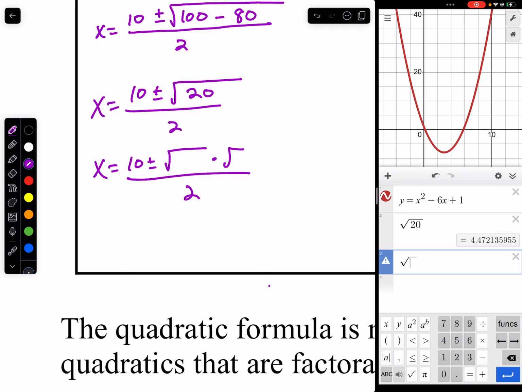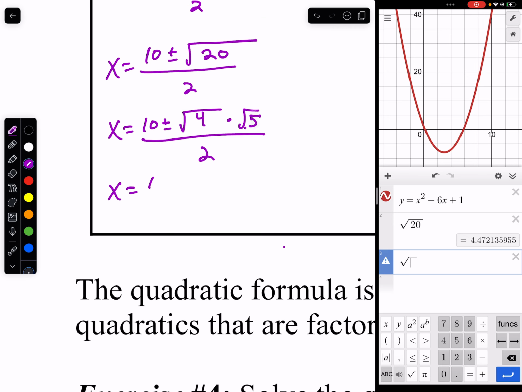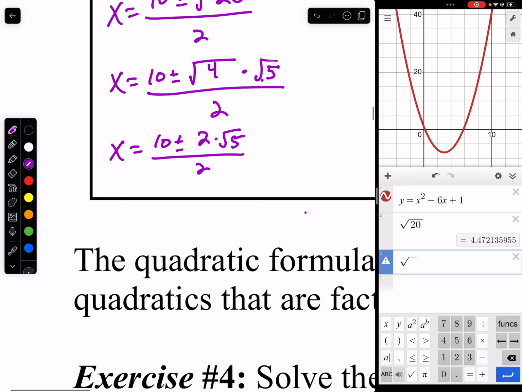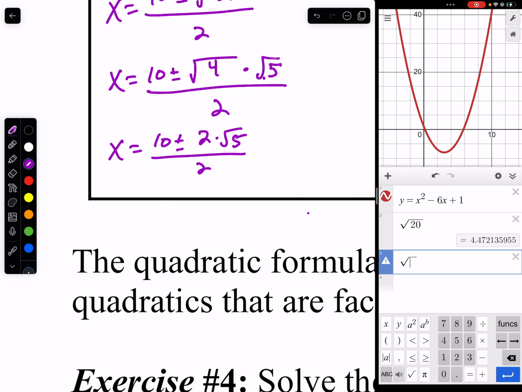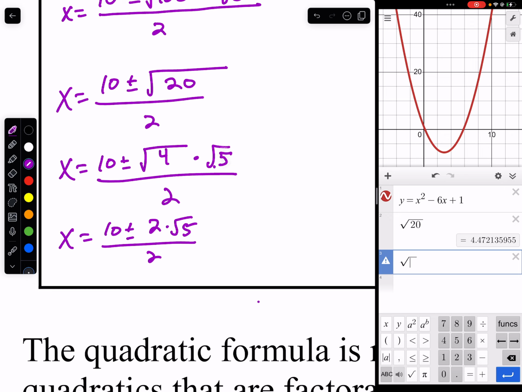So what are two other numbers that multiply to 20? How about 4 and 5? Since I can't square root 20, maybe I can break it down into two numbers times each other where I can at least square root one of them. So how about the square root of 4 and the square root of 5? Oh yeah, I could square root the 4. Square root of 4 is 2 times the square root of 5, all over 2. All right? Now I'm done simplifying the square root. That's how you simplify a square root.